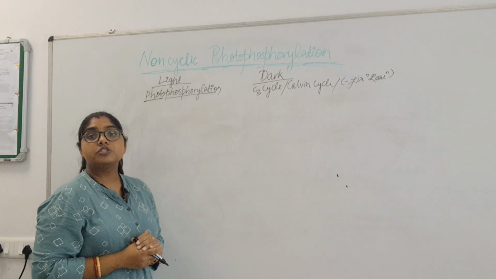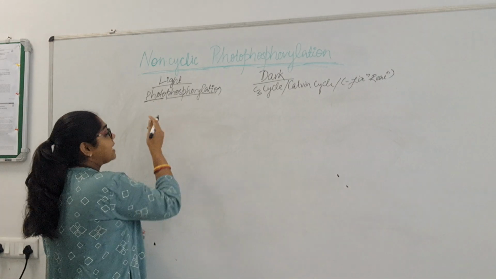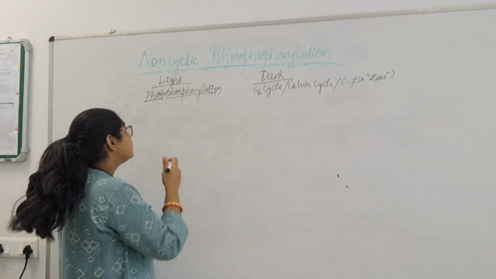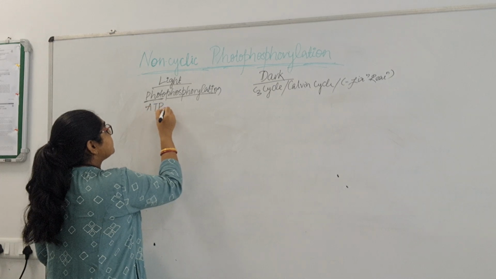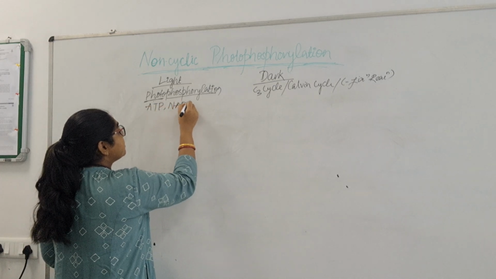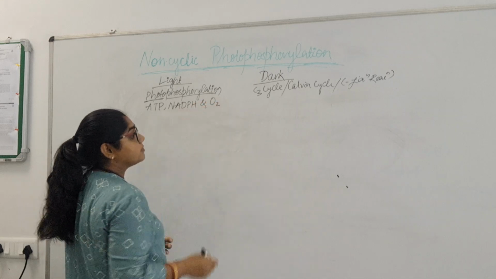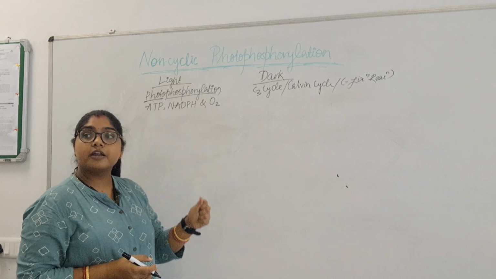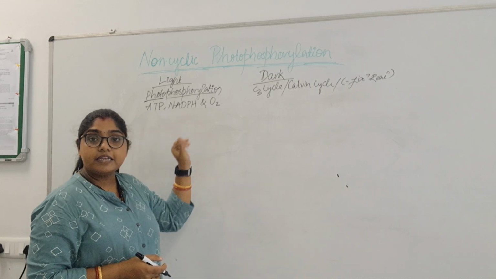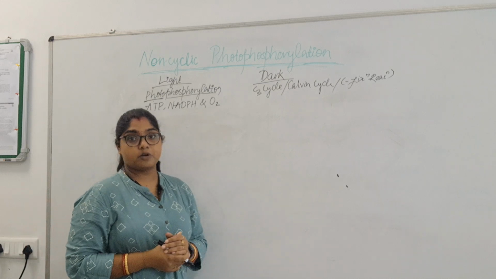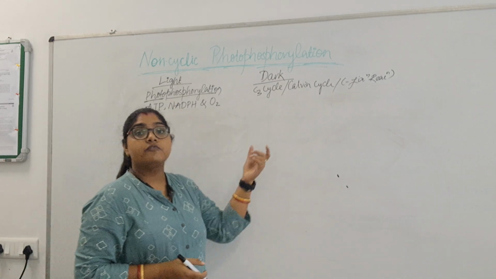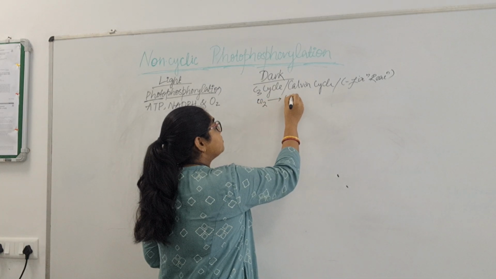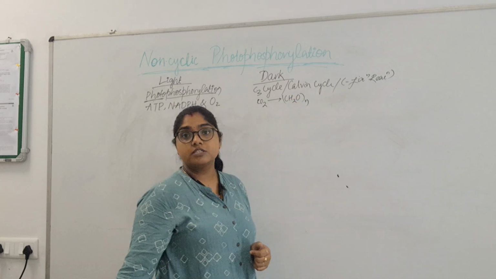So in photophosphorylation or light reaction, the light energy is absorbed and converted into chemical energy, that is ATP, adenosine triphosphate, and NADPH, and in this process it also releases oxygen molecule. This ATP and NADPH help in reducing the carbon dioxide into the carbohydrate form in the photosynthesis process.